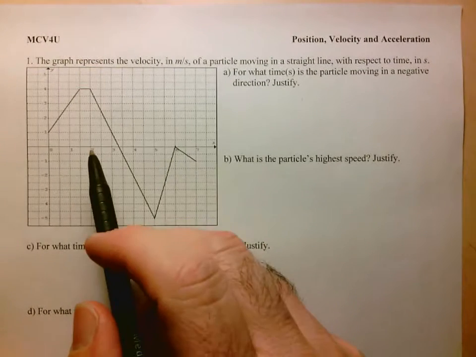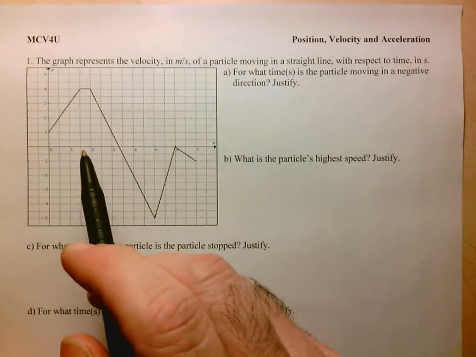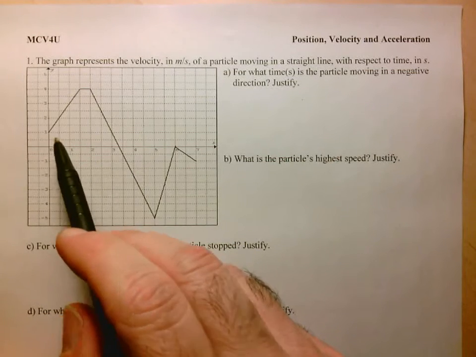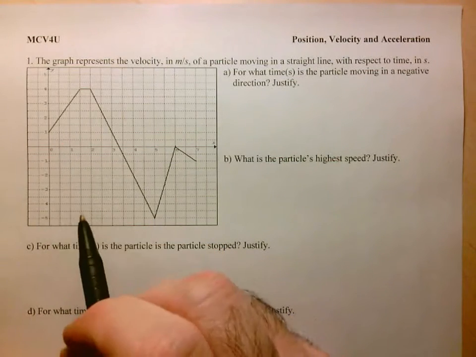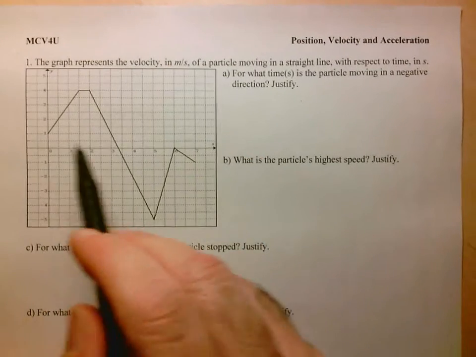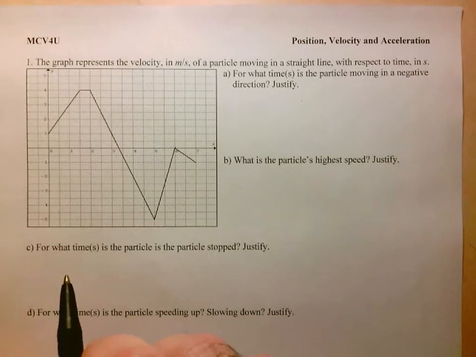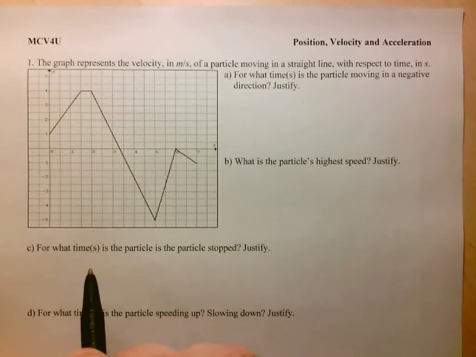Okay, so number one, we're given the graph of a velocity function. Keep that in mind as we're answering these questions. This function represents the velocity of the object and not the position. Here velocity is in meters per second, so we can assume that time is given in seconds. So this is meters per second on the y-axis and seconds on the x-axis.